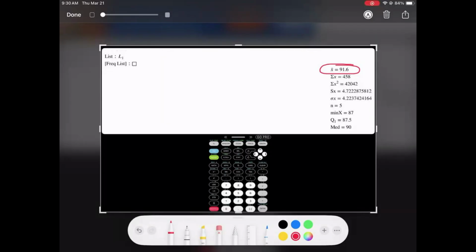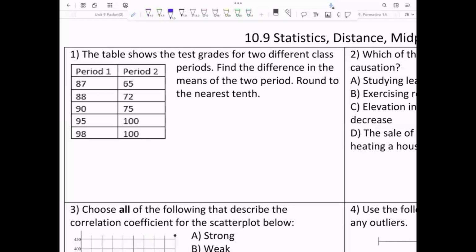We're going to go through the same process for period 2. So for period 1, our mean was 91.6. For period 2, our mean is 82.4. And it says find the difference. So we're going to subtract them and we get 9.2.